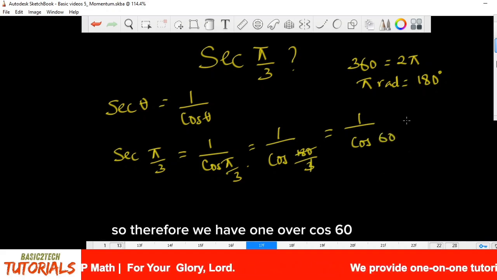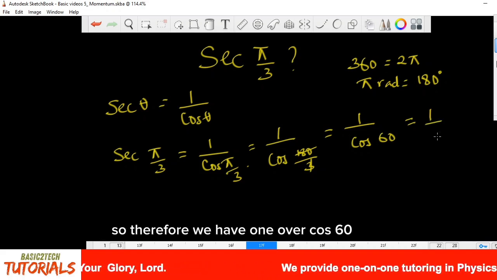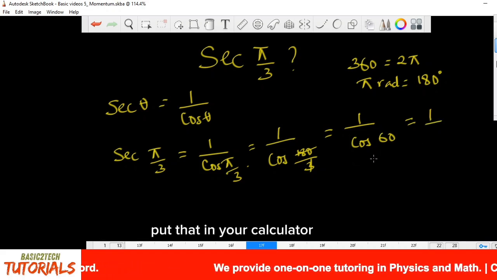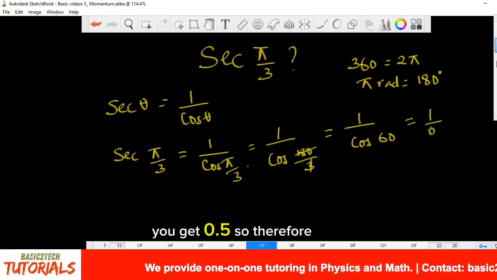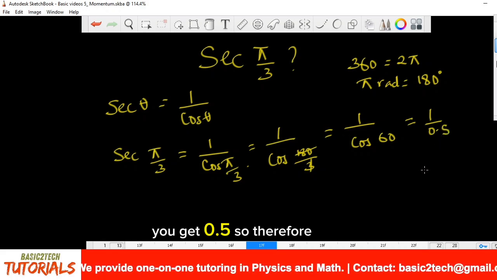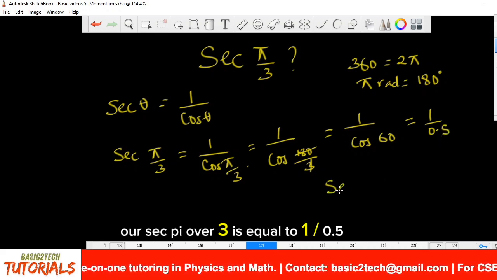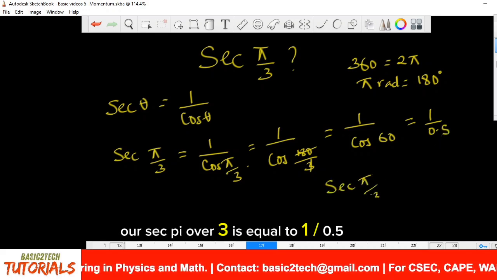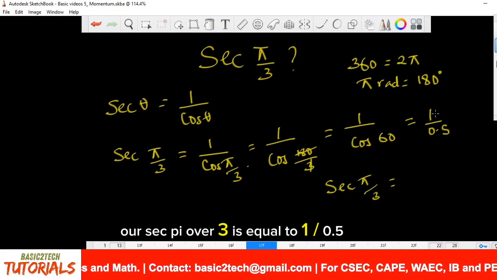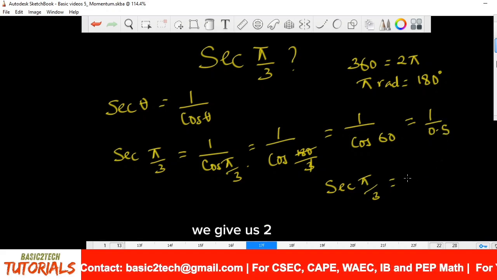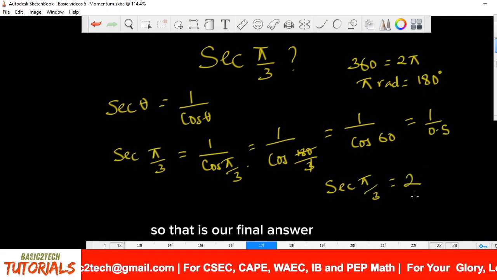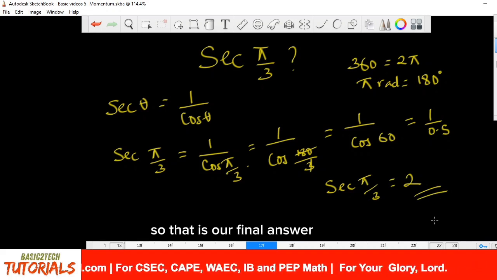So therefore, we have 1 over cos 60. Put that in your calculator, you get 0.5. So therefore, our sec pi over 3 is equal to 1 divided by 0.5, which will give us 2. So that is our final answer.